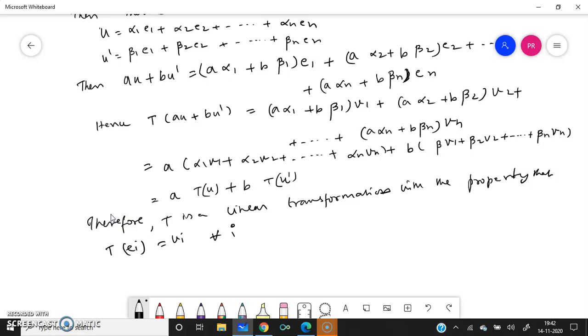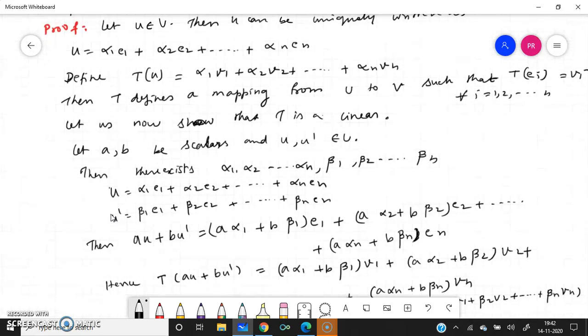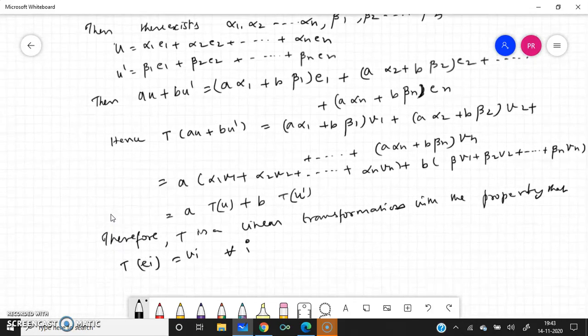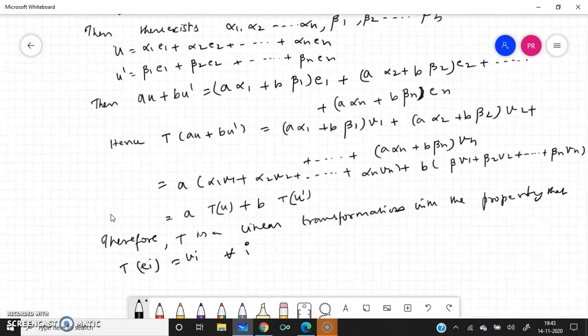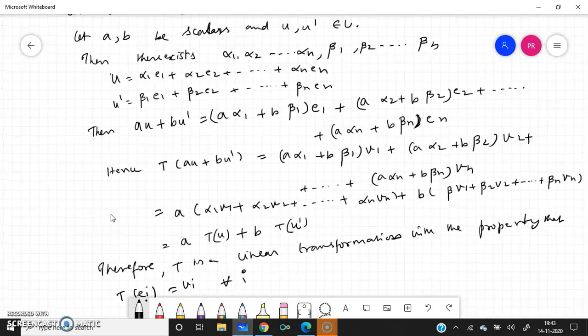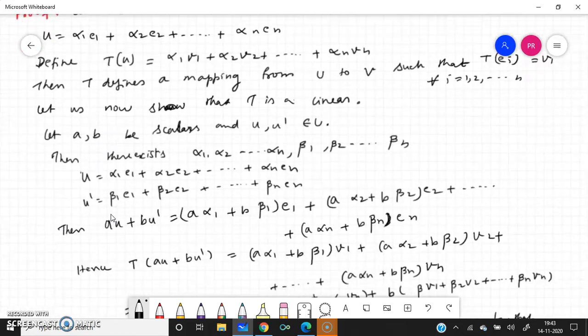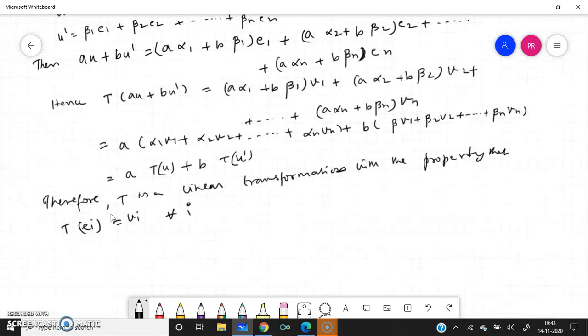So ultimately we proved that T of ei equals vi for every i, because in the place of any u we can take ei. And T of u we have defined in such a manner that T of u will be alpha 1 v1 plus alpha 2 v2 and so on to alpha n vn. So alpha you can take as 1, so 1 times vi, right? So T of ei is vi for every i. And it is a linear transformation also. We have proved it is a linear transformation.